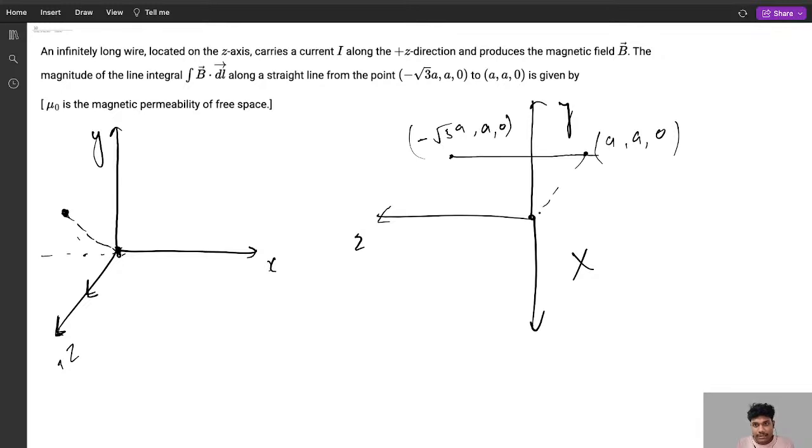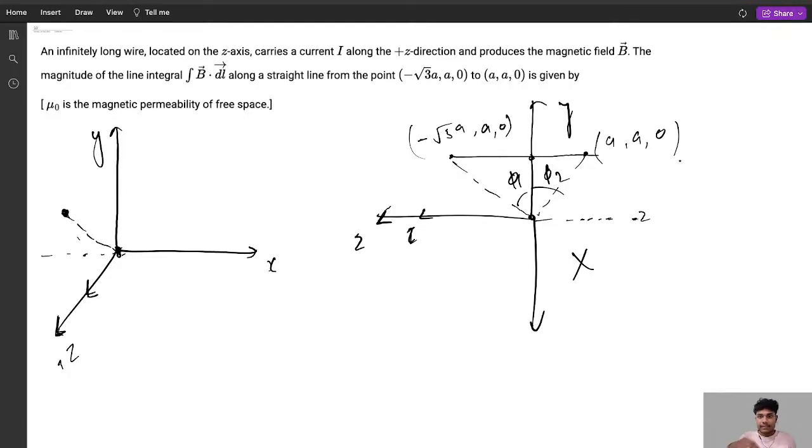That is this case, and this is the value of a. Do you understand this? This is theta 1 and this is theta 2, and this is the current carrying wire in the z cap, right? Do you understand this 3D graph? Okay, this is negative z direction.